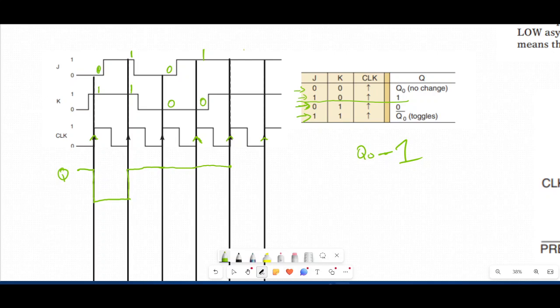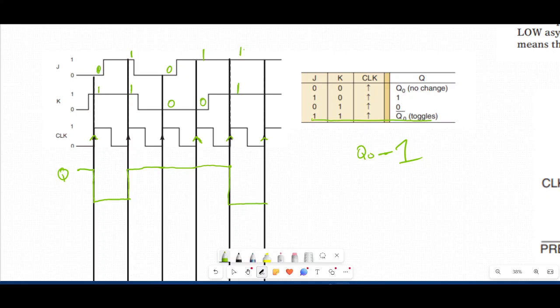Next, we're going to see here J is 1, K is 1. What does that tell you? What are we supposed to do according to the table? We're supposed to toggle Q. So we're going to toggle it. So now it's at 1, we're going to toggle it to 0.